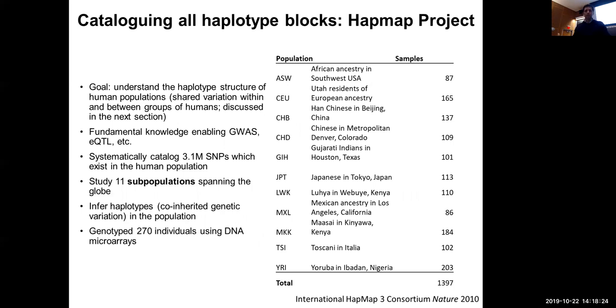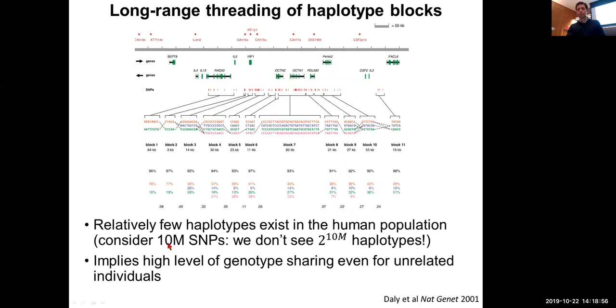All right, so basically the HapMap project cataloged all of these haplotype blocks. It basically said, let's understand the haplotype structure of the human population, the shared variation within and between groups of humans. And this is fundamental knowledge that then enabled GWAS and so on and so forth. So they systematically cataloged 3 million SNPs across 11 subpopulations, and then they inferred the haplotypes, these blocks of inheritance across all of these individuals, okay?